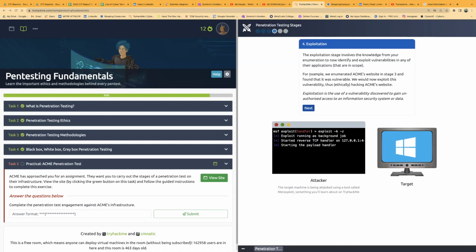Right, so this is going to be exploitation. Once you find the vulnerabilities, you're going to be using things like, how I said earlier, Metasploit. You'll be using things like that to exploit the target and actually get into the system. So with remote code execution, maybe you'll be able to log into somebody's computer via SSH, right? So this is getting the knowledge you gained from the enumeration process, identifying those vulnerabilities, and then exploiting them on the spot. How they said, exploitation is the use of a vulnerability discovered to gain unauthorized access to an information security system or data.